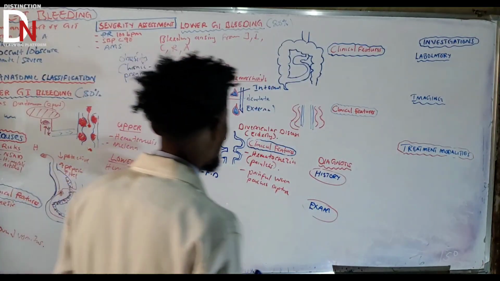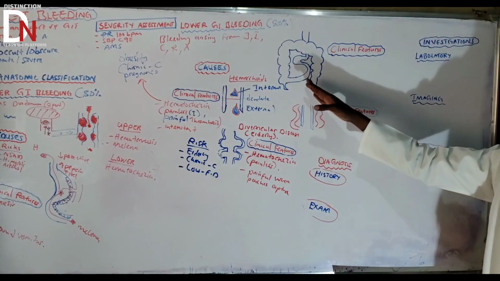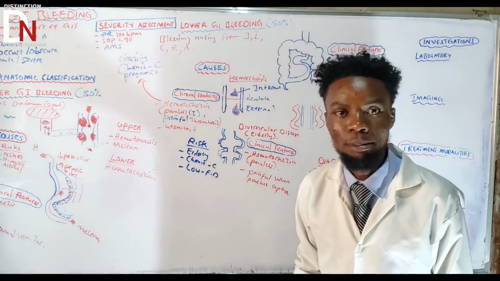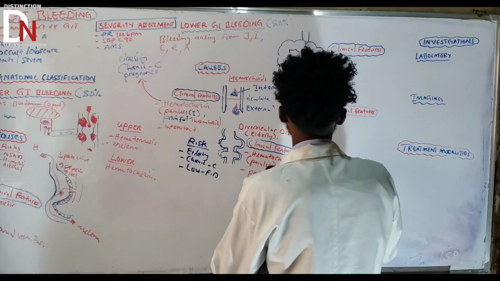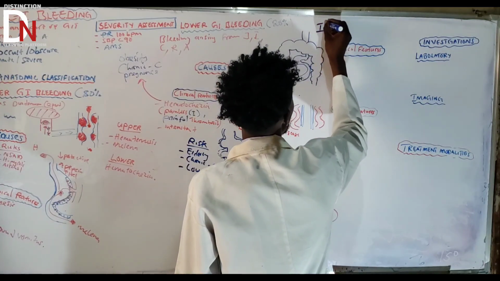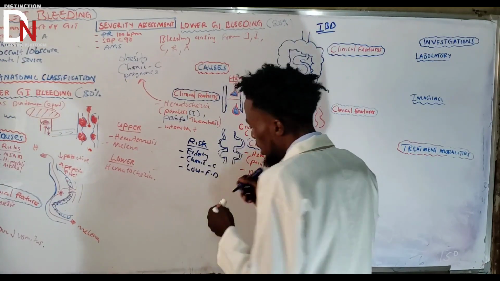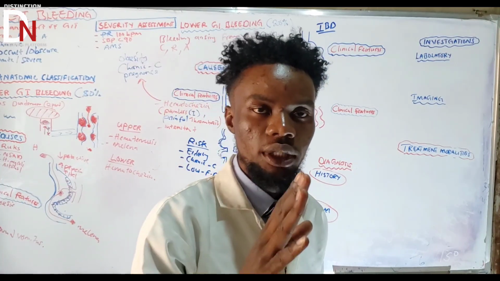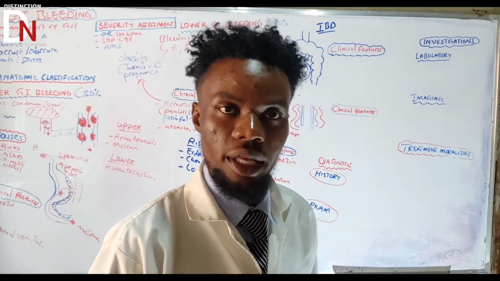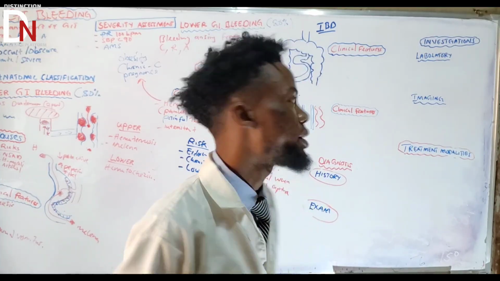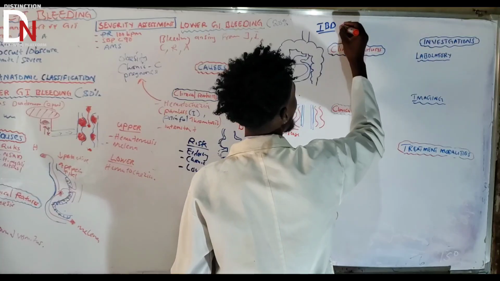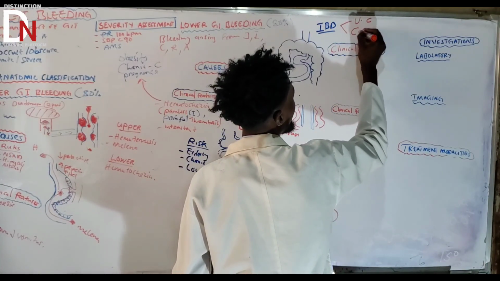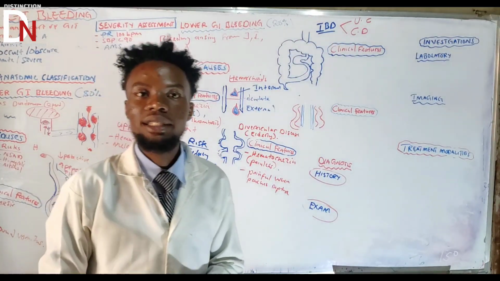Okay, so now let's go to another one. Let's talk about inflammatory bowel disease, IBD. Remember that inflammatory bowel disease has how many conditions? It has two types of condition. What are those? Ulcerative colitis and Crohn's disease. Two important diseases that are there.